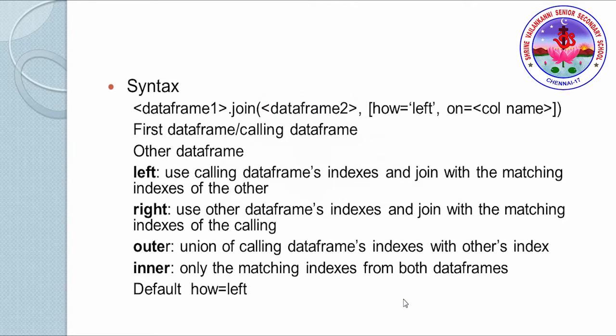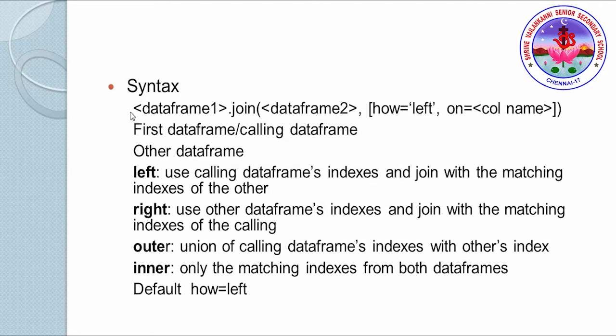We have the syntax: data frame 1 dot join is the method name, opening parenthesis. We have to give the second data frame name, the second data frame object. Then we have the additional parameters how and on. This how specifies what kind of join it is.